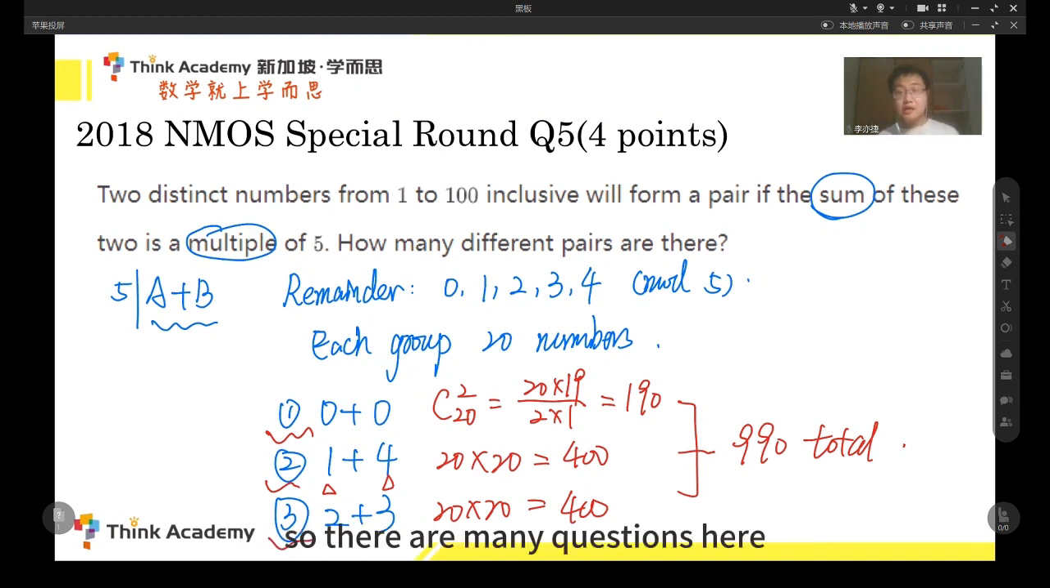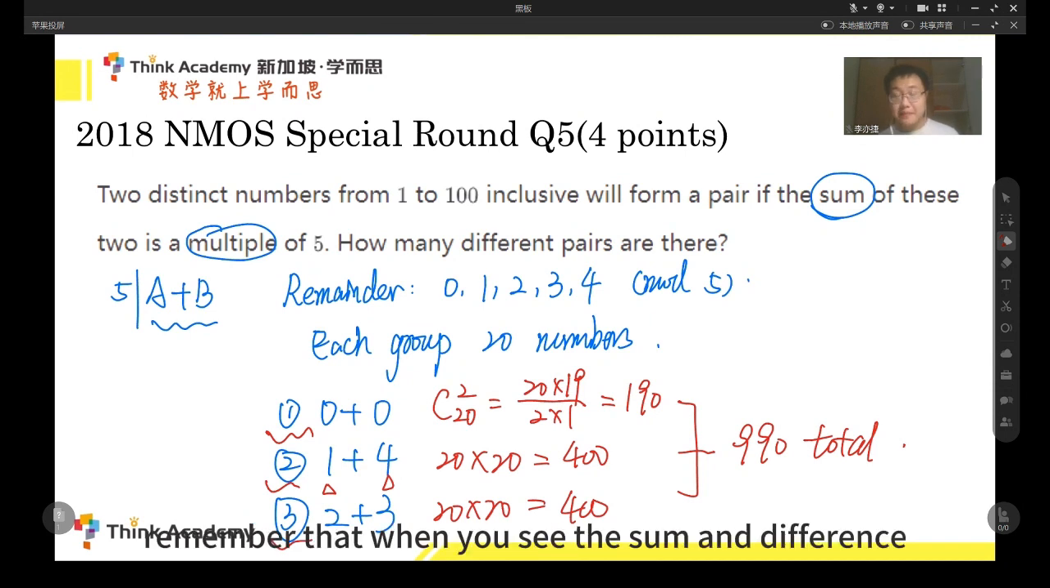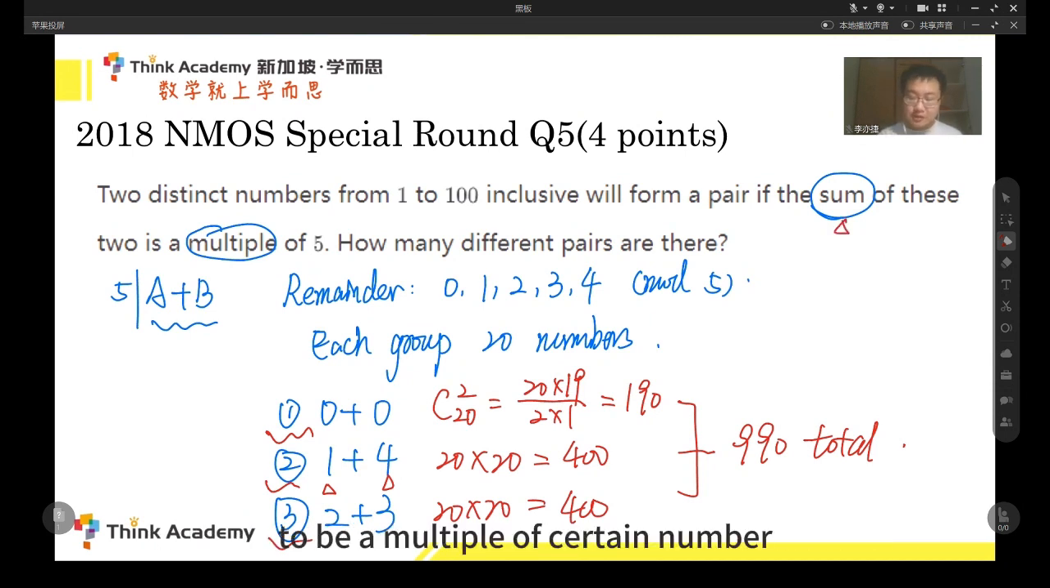So there are many questions here, but here you should remember that when you see the sum and difference to be a multiple of a certain number, first of all, you should think about remainders.